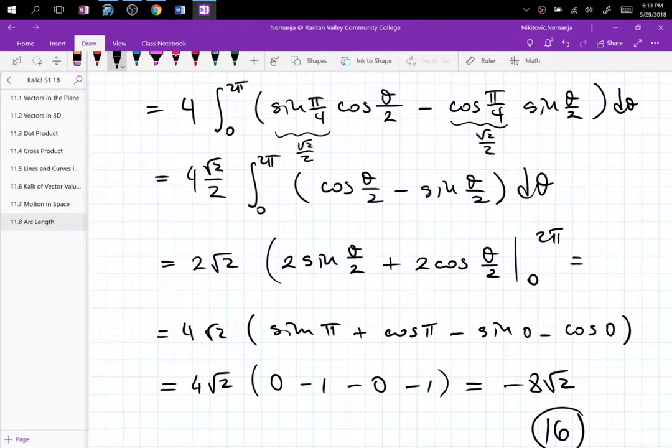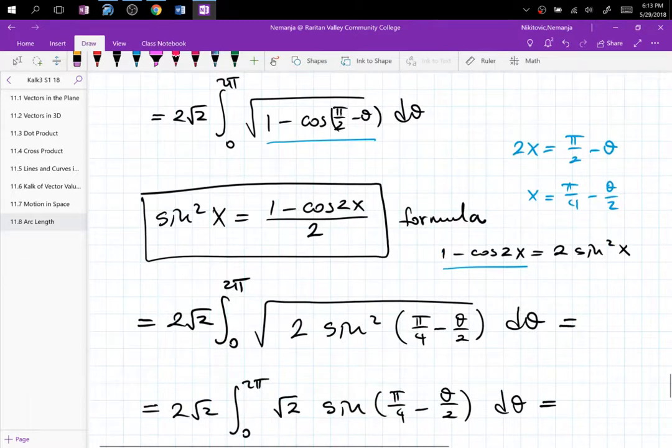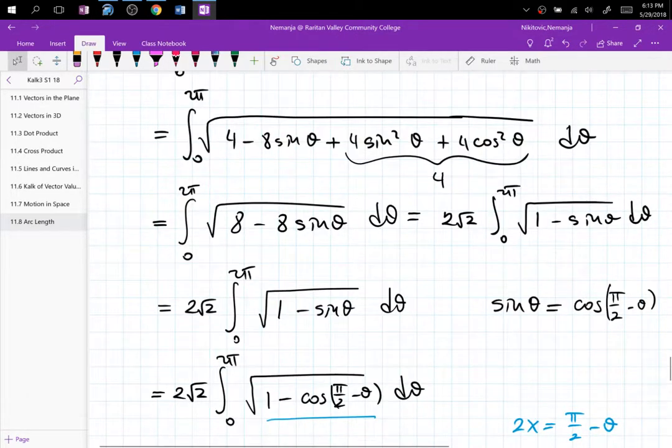Sine of pi is 0. Cosine of pi is -1. Sine of 0 is 0. And then minus cosine of 0. Cosine of 0 is 1, so it's -1. The calculations are correct, so there might be something else before.